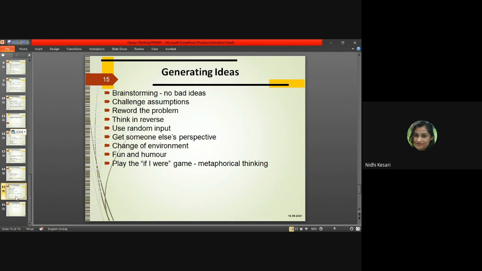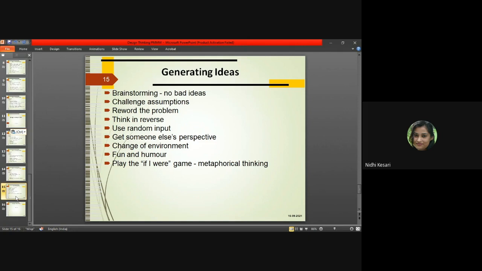Just laugh over it, and even while laughing, think whether some portion of that can be used or not. So no idea is a bad idea, just don't criticize. This is the only way we get creative. Second is challenge the assumption.